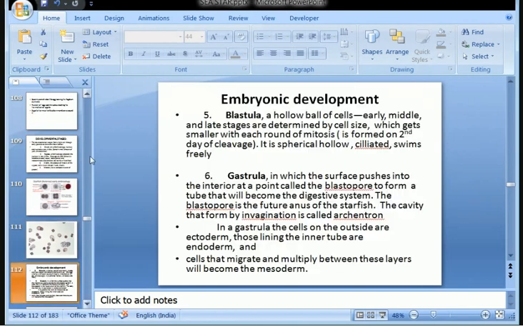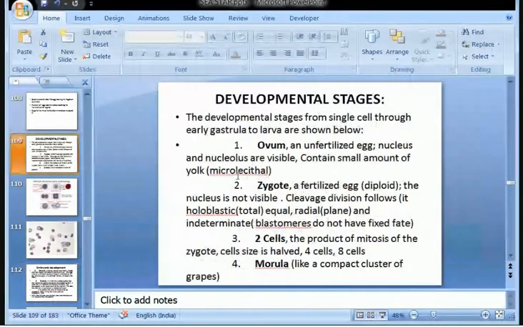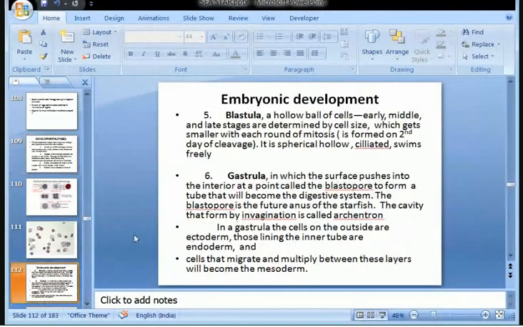So we were talking about various stages: the ovum, then after fertilization the zygote forms, then the 2 cell stage, 4 cell stage, leading to the morula. Then the morula, a solid ball of cells, transforms into the blastula, which is a hollow ball of cells. And early, middle, and late stages are determined by cell size, which gets smaller with each round of mitosis.